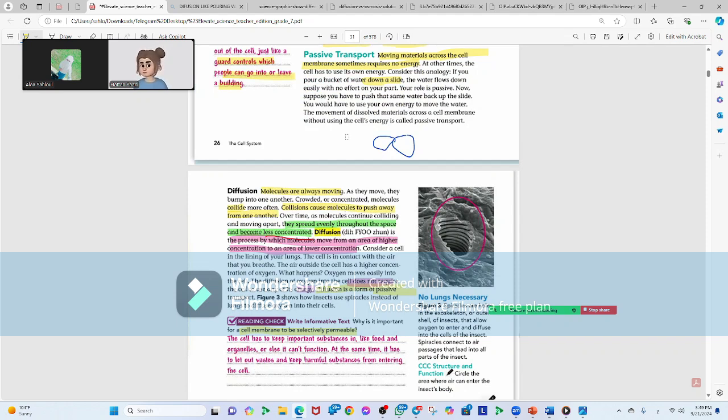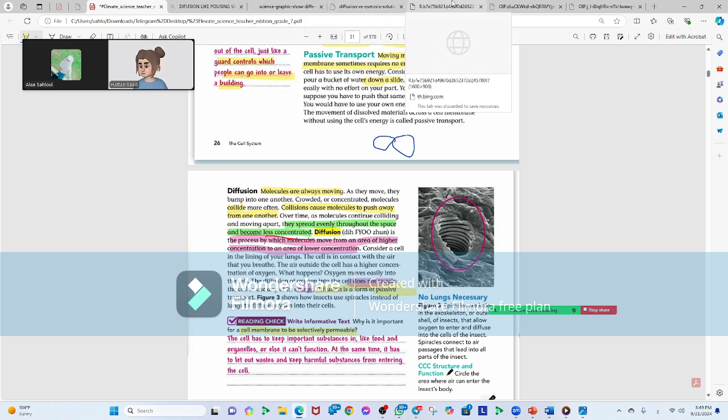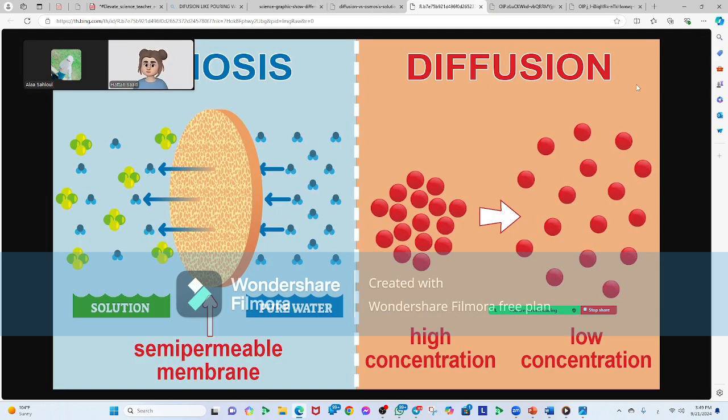The next slide is about diffusion. What is diffusion? Let's see the picture here. Diffusion is when materials move from high concentration to low concentration.